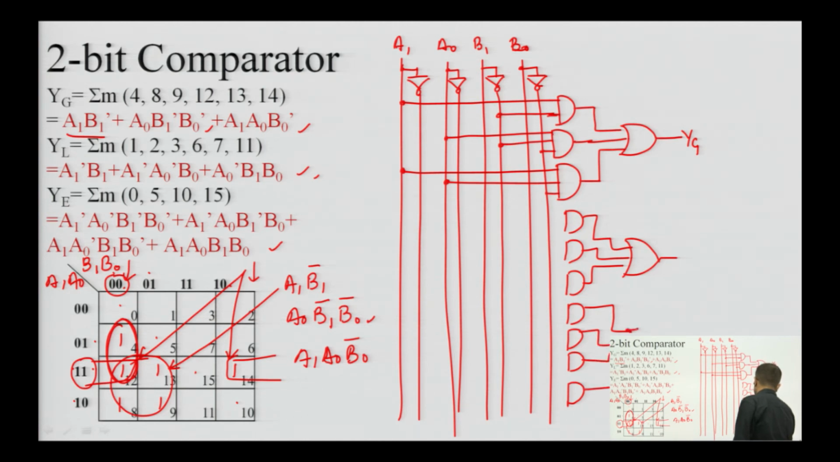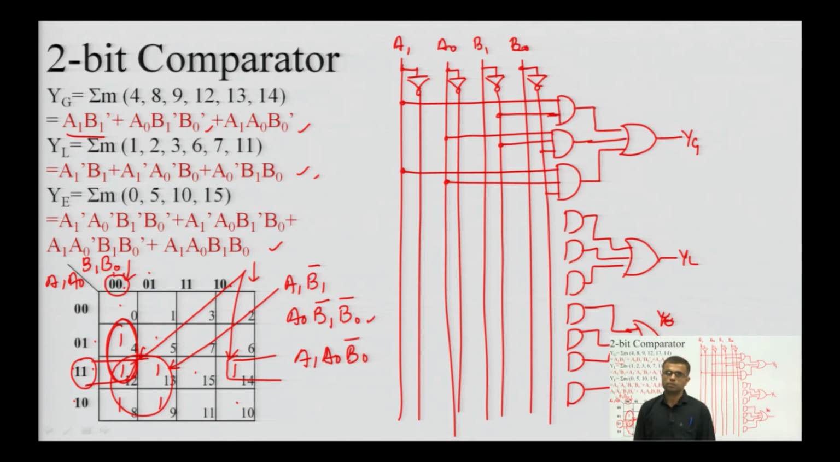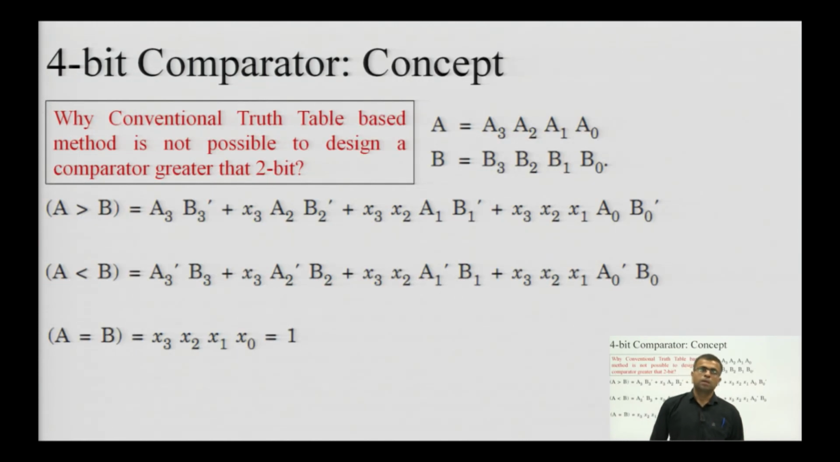Okay. So, they can be added together to generate the expression for y l, and this is y e. So, this is the concept of 2-bit comparison. Now, let us extend this concept to 4-bit comparison.